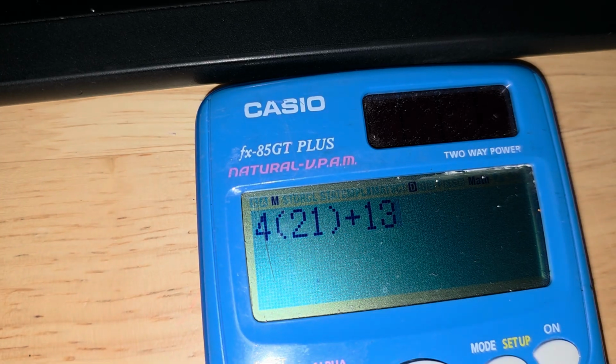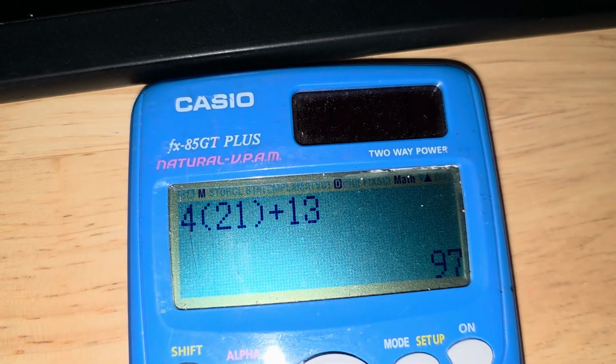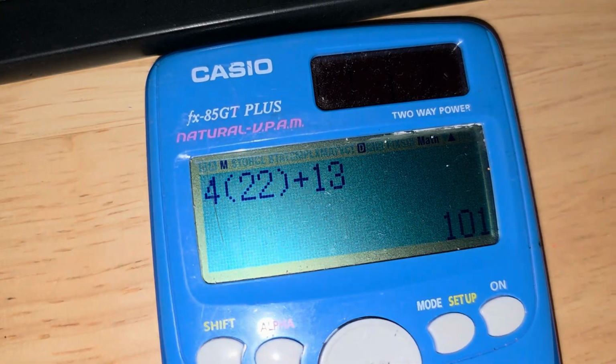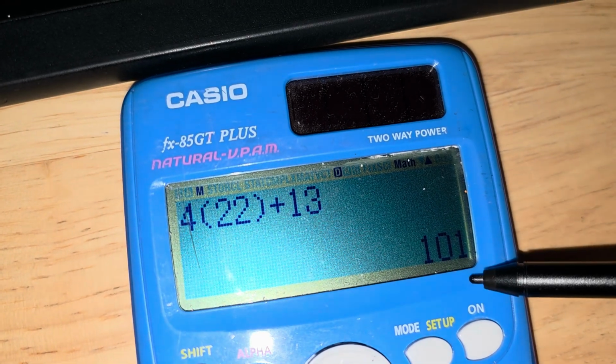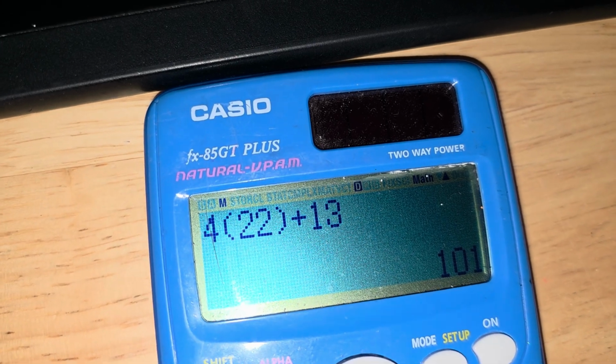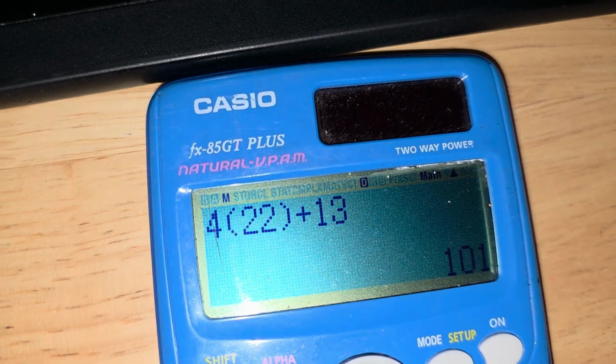So this is me getting term 21, which works out to be 97. 97 is less than 100. I'm now going to go and get term 22. And it becomes greater than 100. So I now know my answer was correct to say that n equals 21. The first 21 terms would all be less than 100.